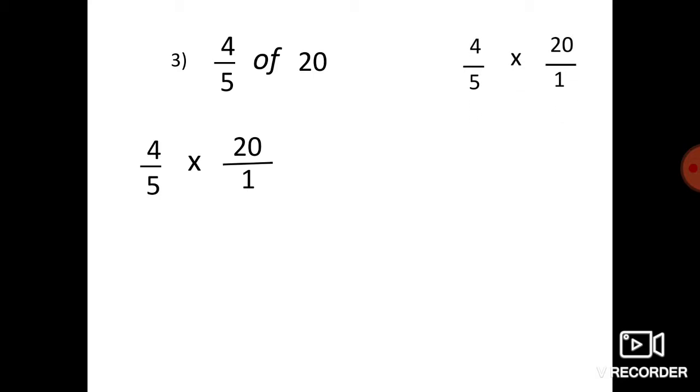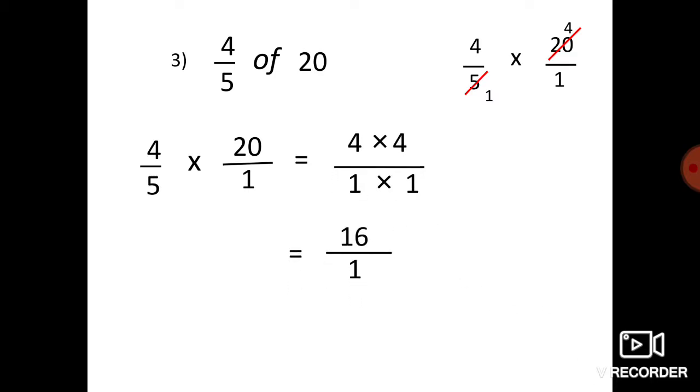Okay. Next one. 4 by 5 of 20. 4 by 5 into 20 by 1. No denominator, so 20 by 1. Now we can see 4 by 5 is not divisible, but 20 and 5 are divisible. So we can write in the working column 4 by 5 into 20 by 1. Then we cut 20 and 5. In 5 how many 5? 1. In 20 how many 5? 4. Then 4 into 4 by 1 into 1. 4 into 4 is 16 by 1, equal to 16, is the answer.